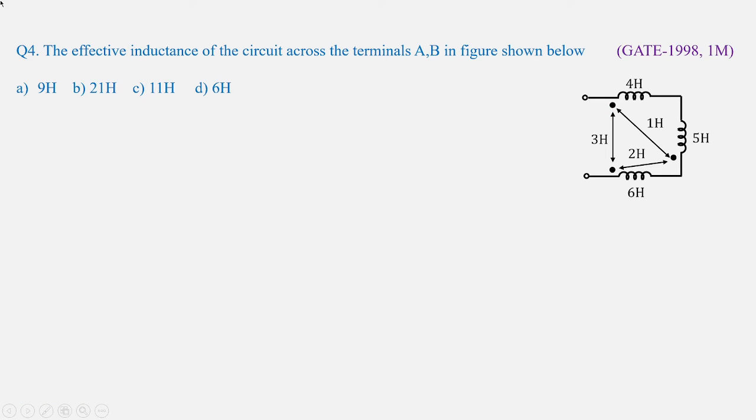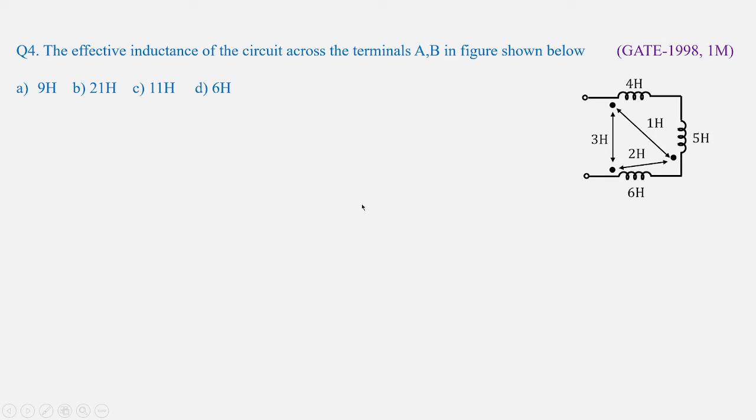In the next question, you can see the effective inductance of the circuit across the terminals AB in the figure shown below. You have 4 henries, 5 henries and 6 henries as the self-inductance values, whereas the mutual inductance of 1 henry is placed between 4 and 5, 2 henries is placed between 6 henries and 5, and 3 henries is placed between 4 and 6. So options are given like this. We need to find out the effective inductance.